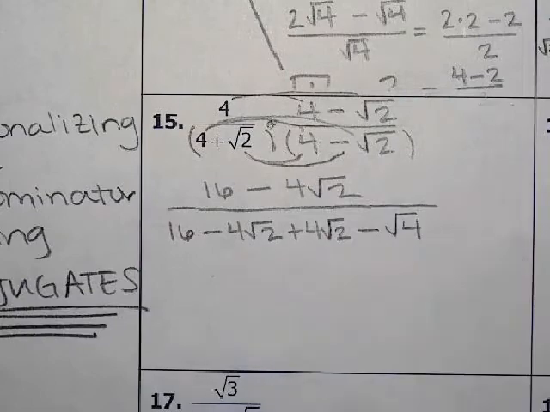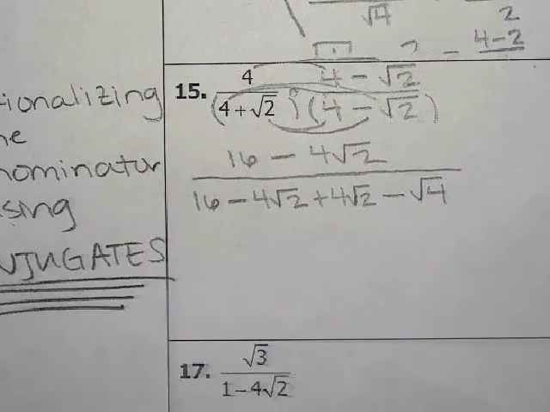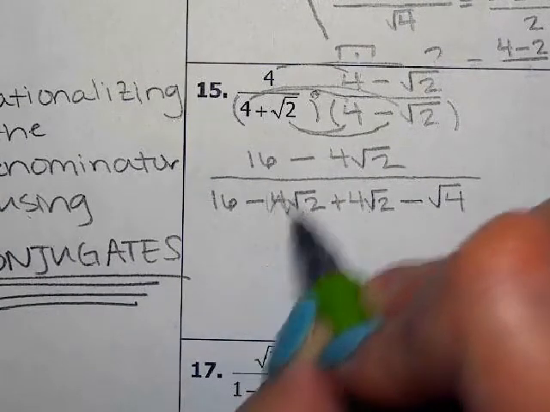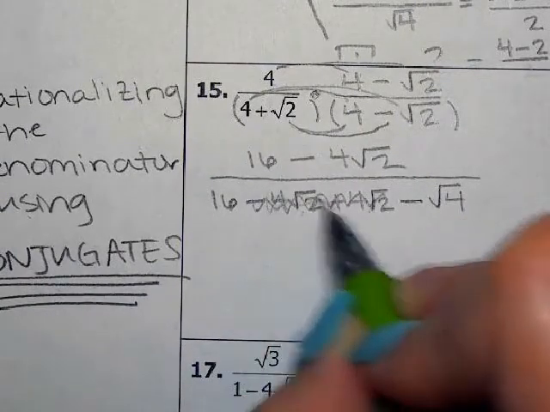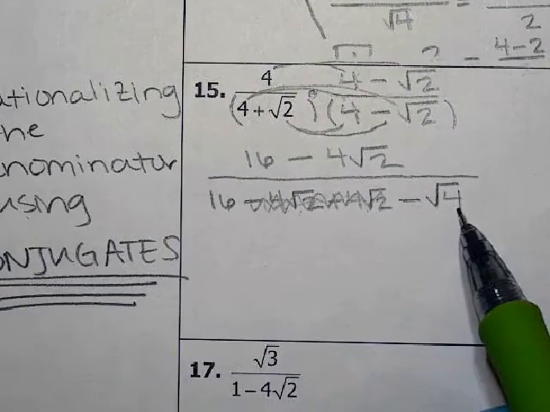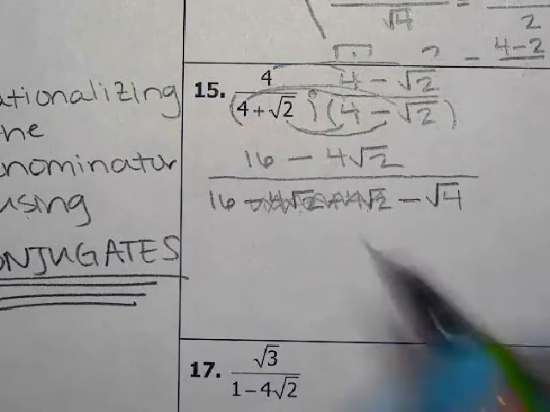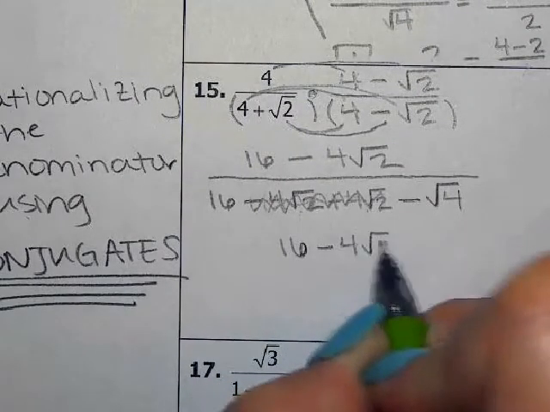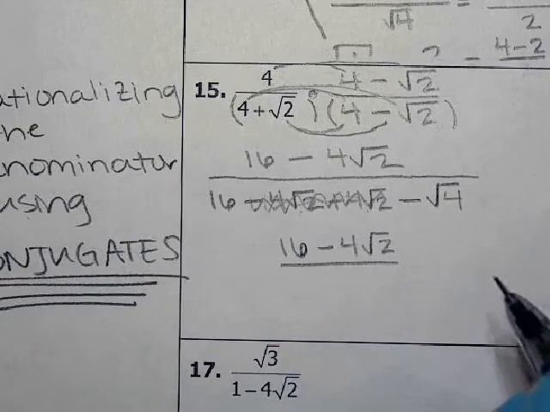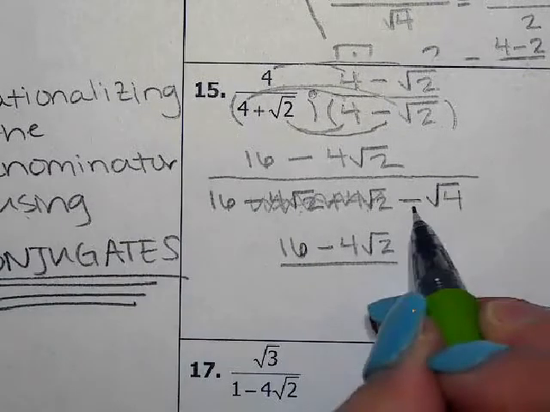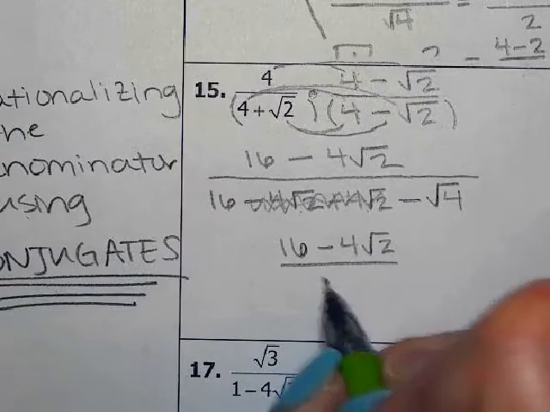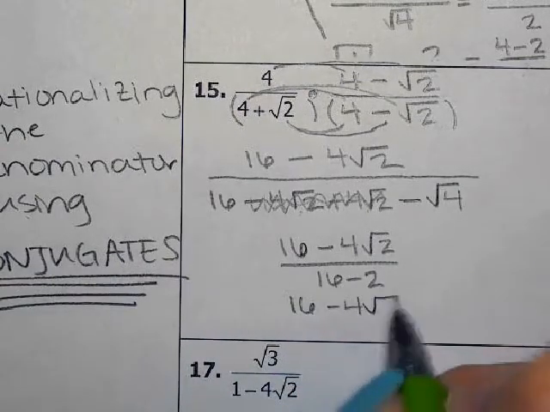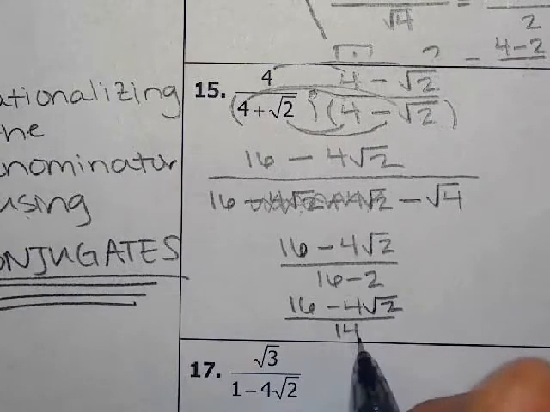What I want you to notice, and this is what the conjugate does, is that these two middle terms are going to cancel each other out. That's going to happen every single time. That's what the conjugate does. And then this over here is a perfect square number. So on the top we have 16 minus 4 root 2. On the bottom we have 16 minus the square root of 4, so we have 16 minus 2. So we have 16 minus 4 root 2 over 14.